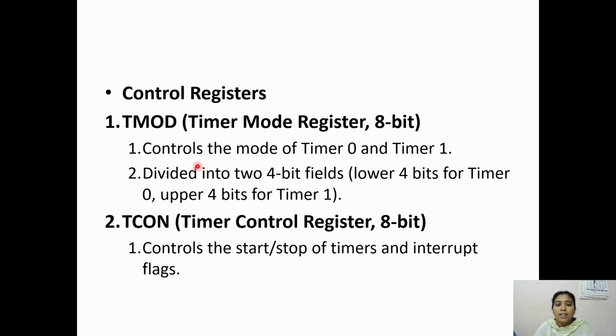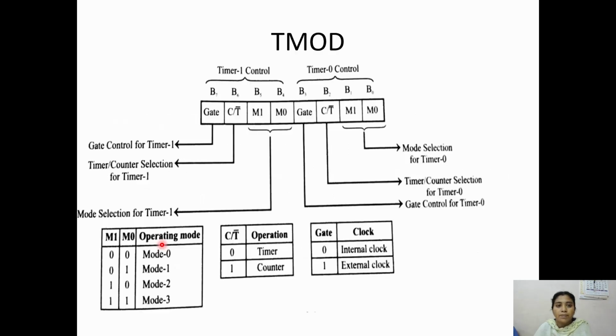The TMOD register, that is the timer mode register, is an 8-bit register. It is used for controlling the mode of Timer 0 and Timer 1. It can be divided into two 4-bit fields: the lower 4 bits for Timer 0 and the upper 4 bits for Timer 1. The next register is the timer control register, TCON. It is also an 8-bit register. It controls the start and stop of timers and the interrupt flags.